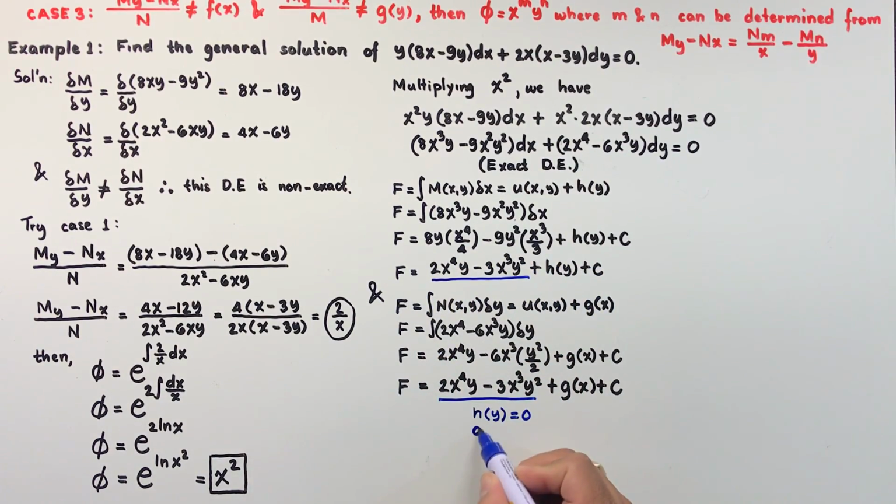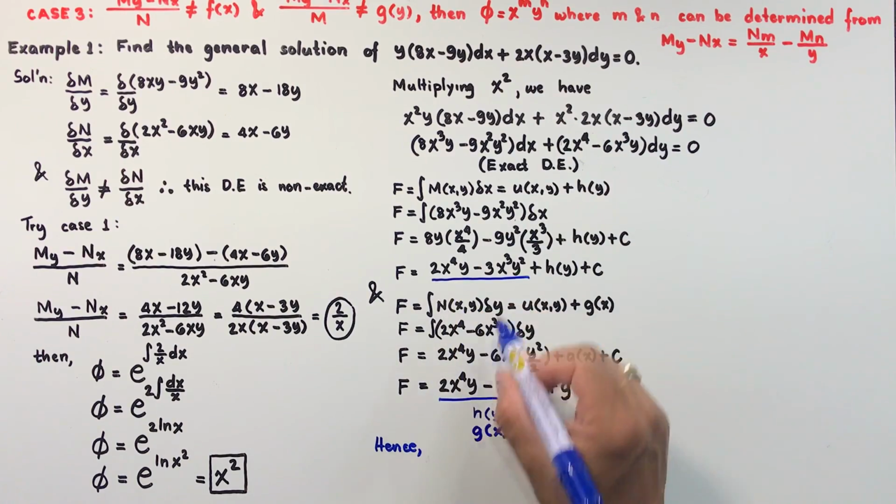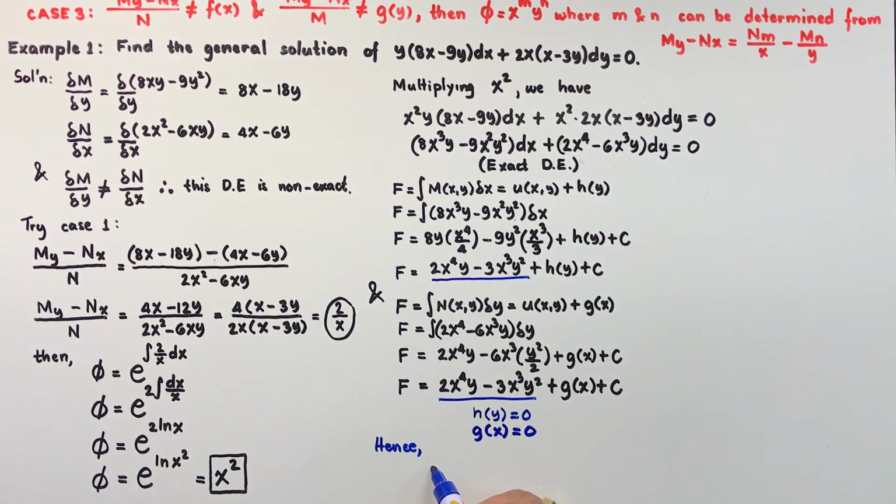So our g of x is also 0. Hence, our solution to the given differential equation is the term that is common to this expression, which is 2x to the fourth y minus 3x cubed y squared, which is equal to the constant of integration c.